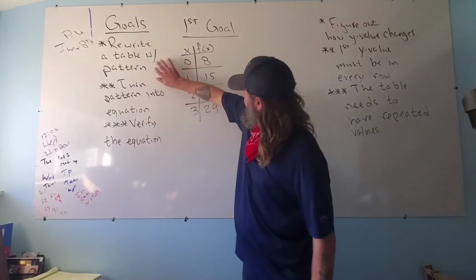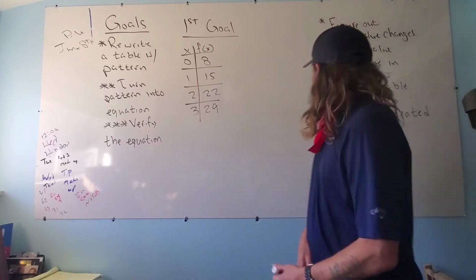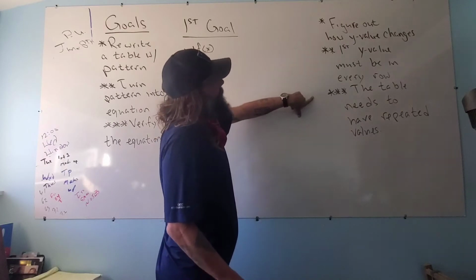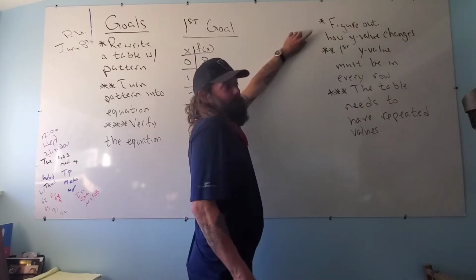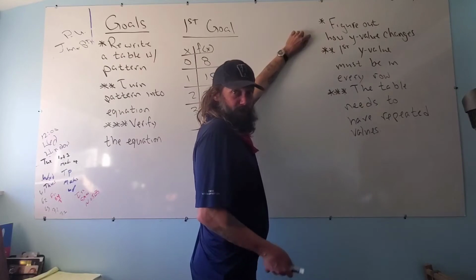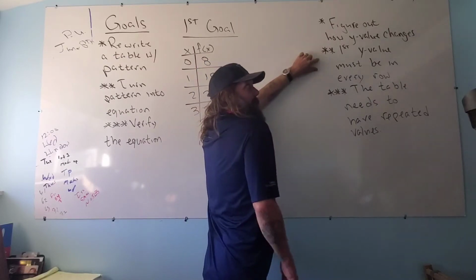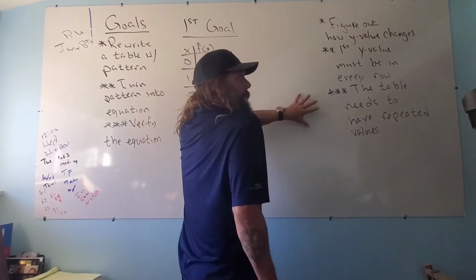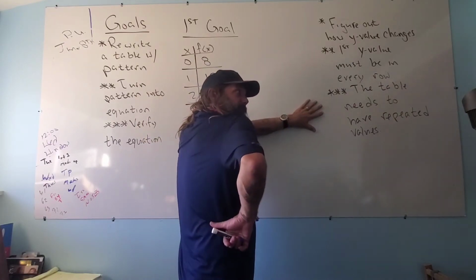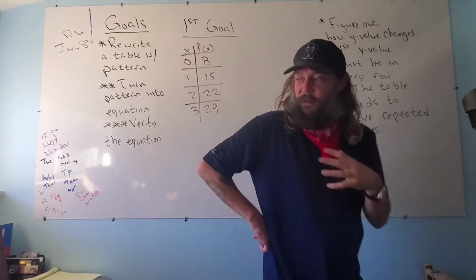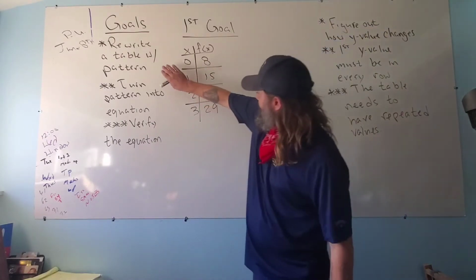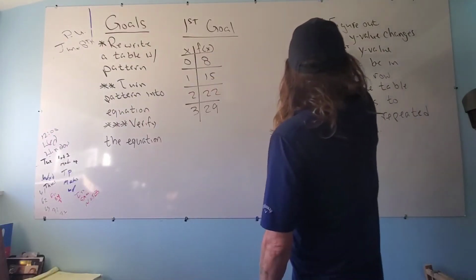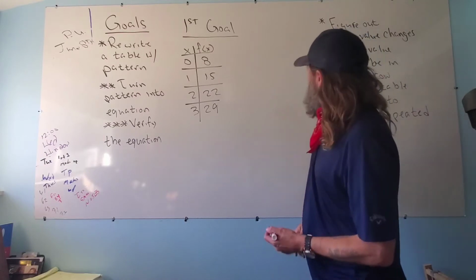Our first goal is to rewrite the table with a pattern, and I've written the 3 things that we're going to do for our first goal. The first thing is to figure out how the y value changes. The second thing is that the first y value must be in every row when we rewrite the table, and the table needs to have repeated values. I'm going to show you how to accomplish all 3, which will accomplish our first goal. So let's start with the first concept, figure out how the y value changes.